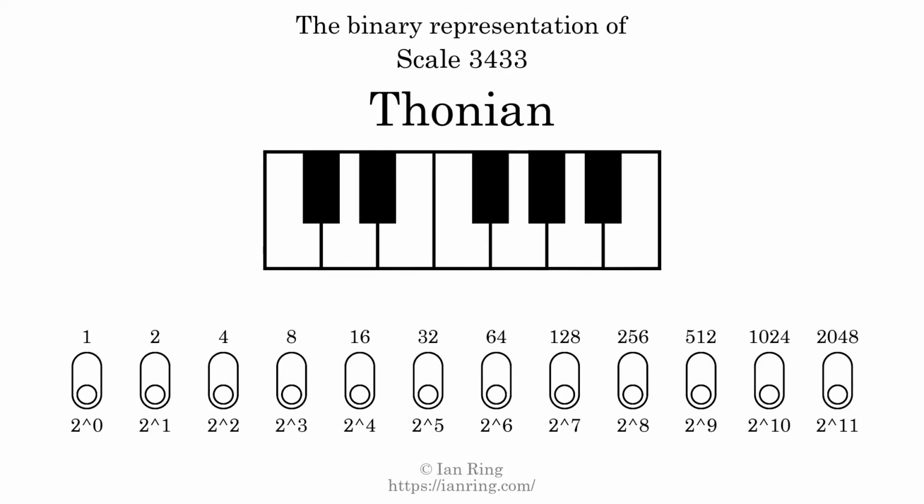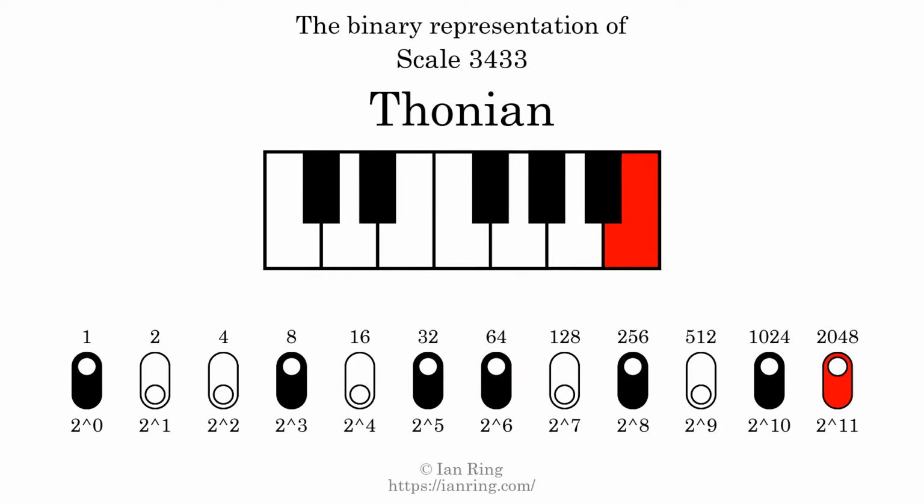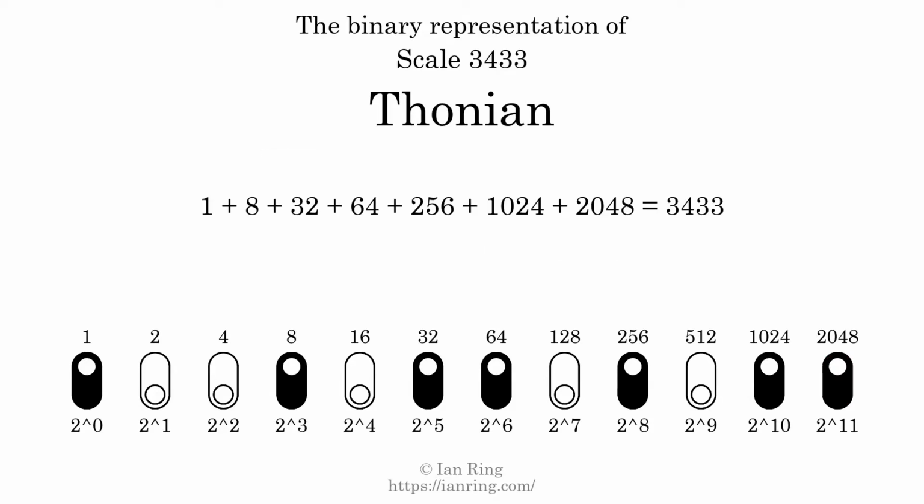The binary representation of this scale is determined by mapping tones of the scale to binary digits. Each binary digit represents a power of 2. To get the scale number, we add the powers of 2 together. The powers of 2 that are present in the scale, all added together, equals 3433. That is why the scale number, in decimal, is 3433.